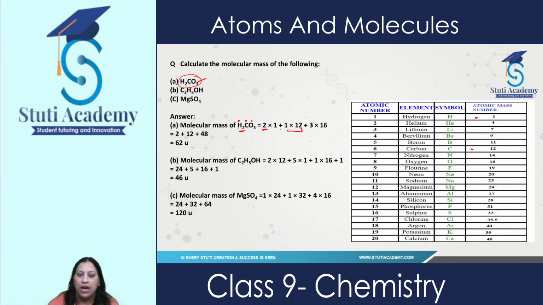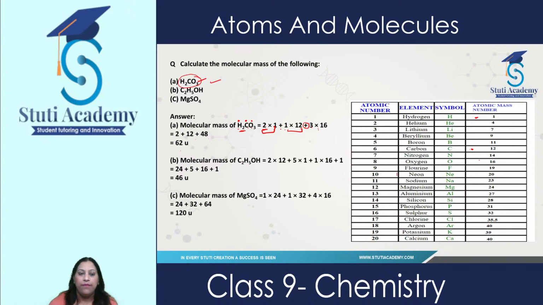For carbon, in this way I'll write. Then again put the sign of plus. Then oxygen 3 multiplied by this atomic mass, which is 16. Then solve it. 2 ones are 2, then plus 12, then plus 48, and that is equal to 62 U. So this is the molecular mass of this compound.